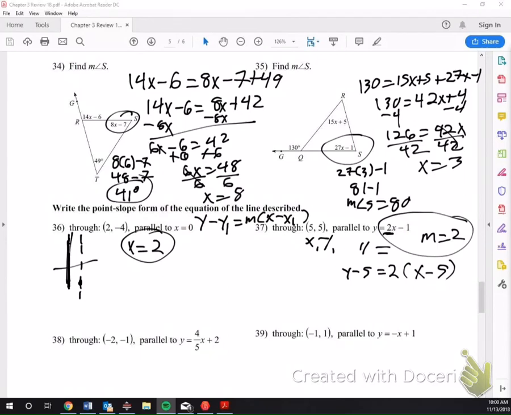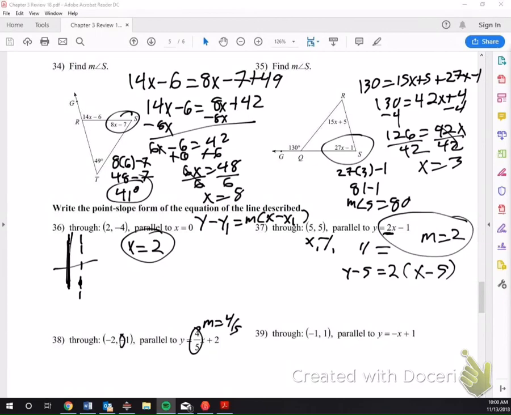So, notice on this next one, our point now is -2, -1. So we know the slope is 4/5. We know the slope is 4/5, right? So any line parallel to that is also going to have a slope of 4/5.